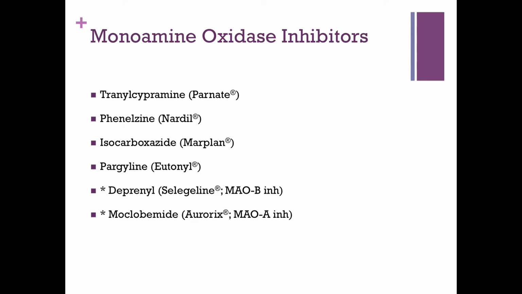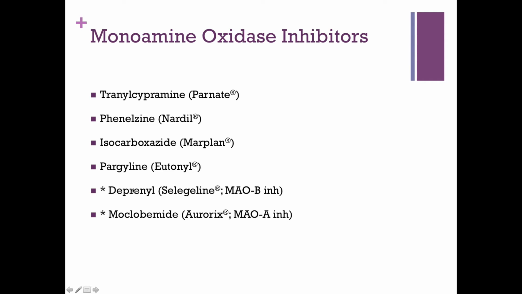Okay, so those were the first ones that were created, your tricyclics. So those are mainly serotonin norepinephrine reuptake inhibitors. Another way that you can increase the amount of neurotransmitter in the cleft is to target the enzyme that breaks them down. All right, so we have tranylcypromine, which is Parnate, phenelzine, Nardil, isocarboxazid, Marplan, and others.